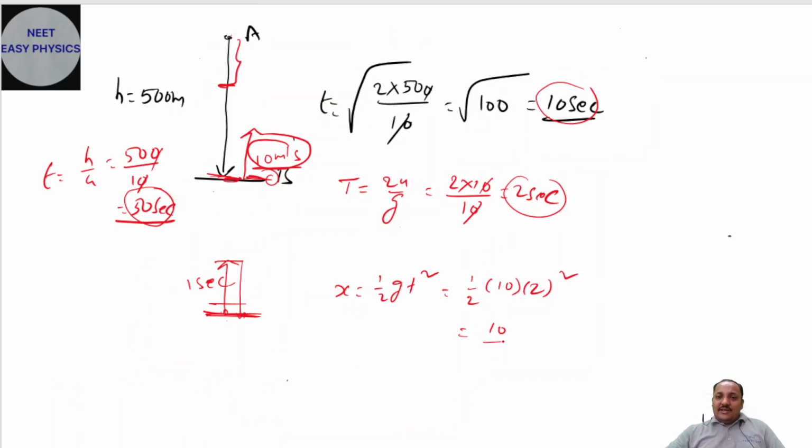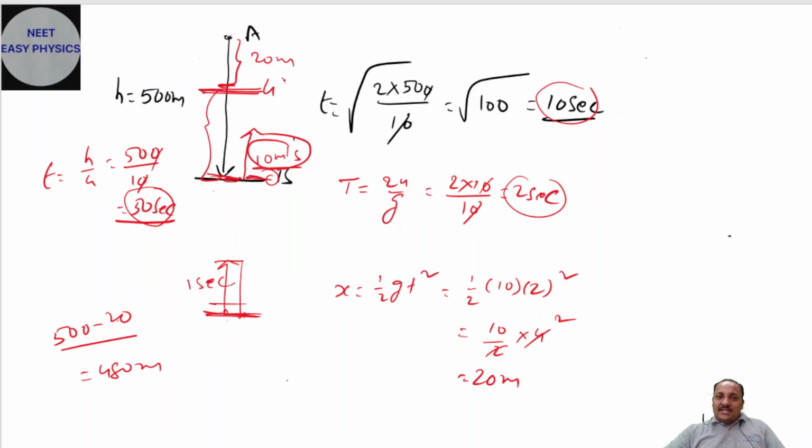Then how much will you get? 10 by 2 into 4. That is going to be 20 meters. It is covering 20 meters. Then from the bottom, it is at 500 minus 20, that is nothing but 480 meters. So after 2 seconds, the dropped object is at 480 meters height.